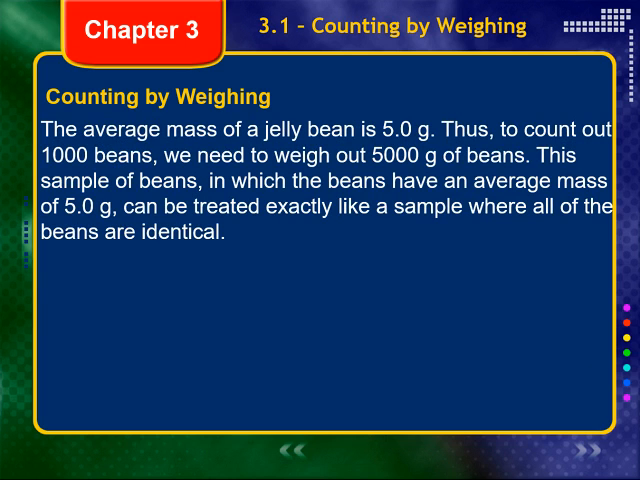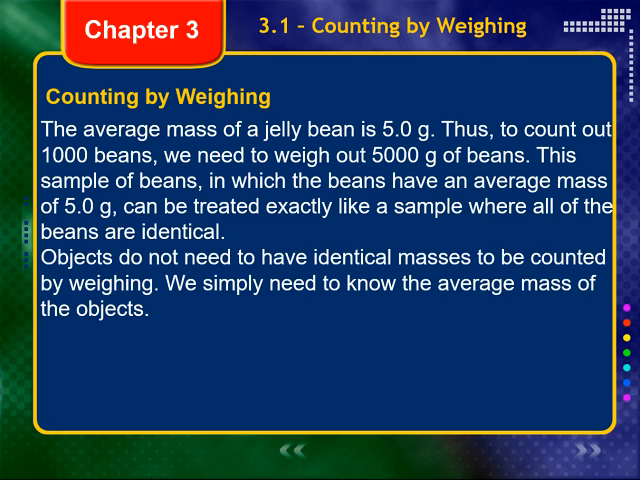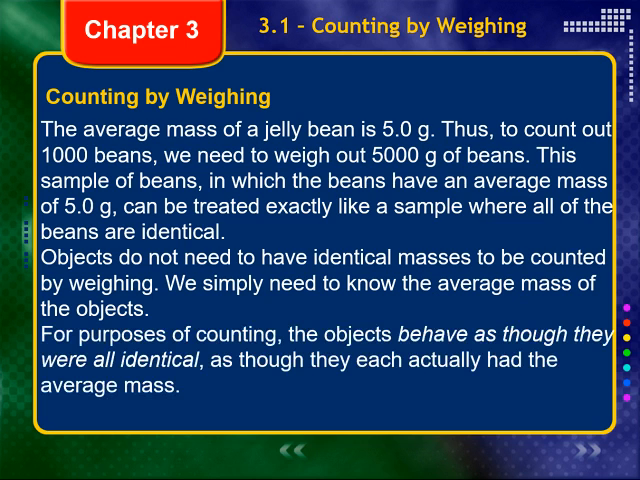Thus, to count 1,000 beans, we need to weigh out 5,000 grams of beans. This means this sample of beans, in which the beans have an average mass of 5 grams, can be treated exactly like a sample where all of the beans are identical. Objects do not need to have identical masses to be counted by weighing. We simply need to know the average mass of the objects. And for the purpose of counting, the objects behave as though they were identical, as though they each have exactly the average mass.